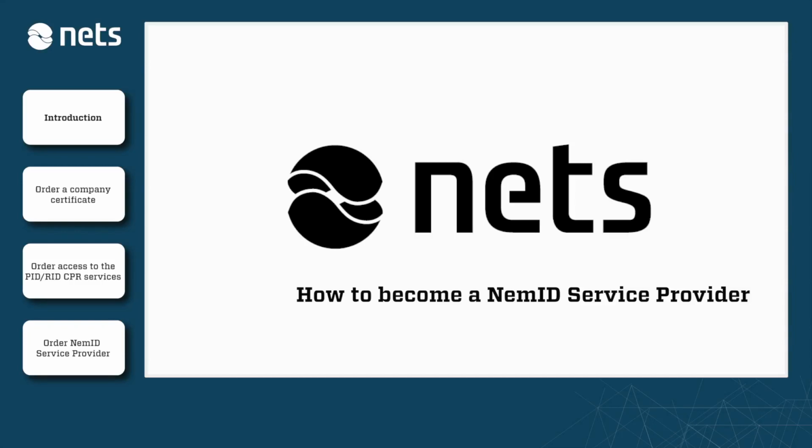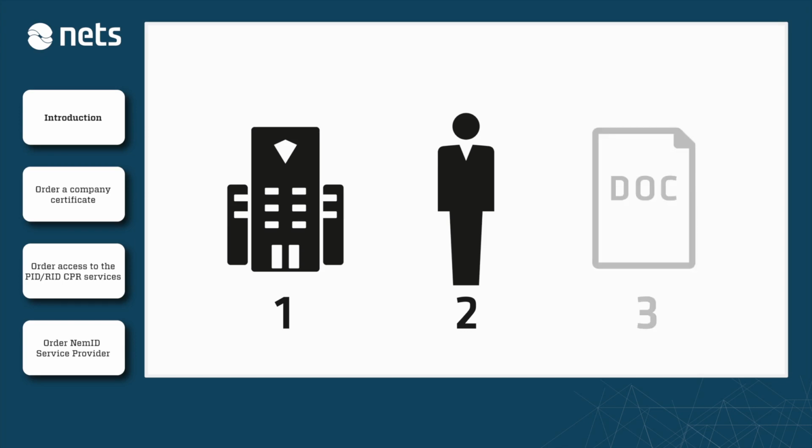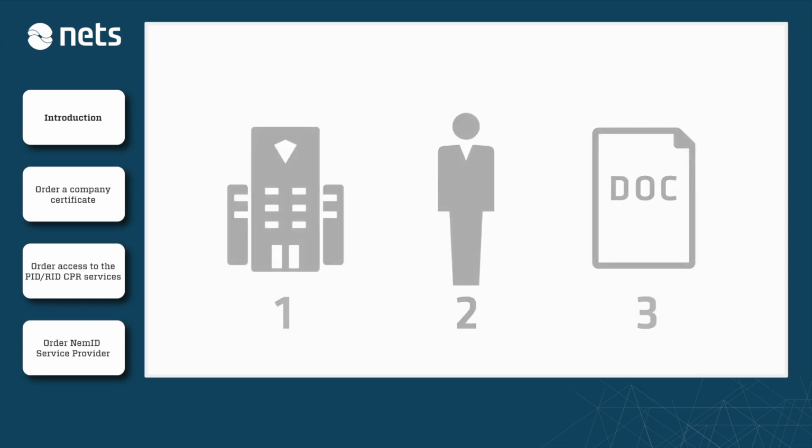Welcome to our video guide, which will show you how to enter into a NemID service provider agreement. The process is divided into 3 steps. First, you must order a company certificate. Then you must decide whether you need to validate your users. And finally, you must enter into the NemID service provider agreement.